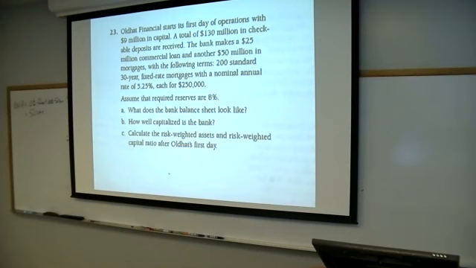Okay. And then the reserve ratio. So what's the required reserves for banking regulation? How much do they have to hold back? What's that based on? I think based off this. Yep. So you take 8% of the 130. That's it. So the Federal Reserve requires that they hold back 10.4 million. All right, so that's required reserves.